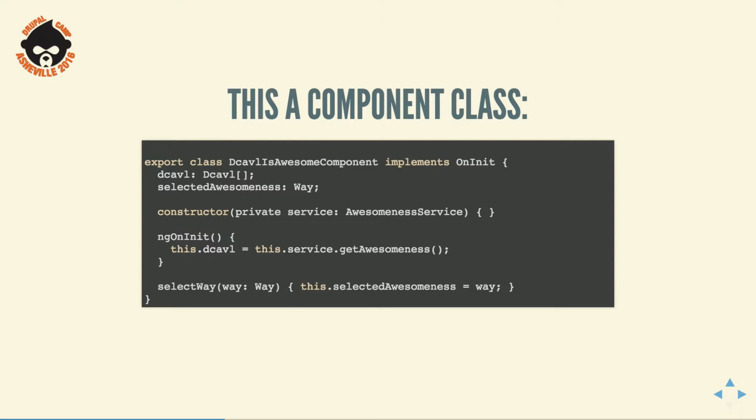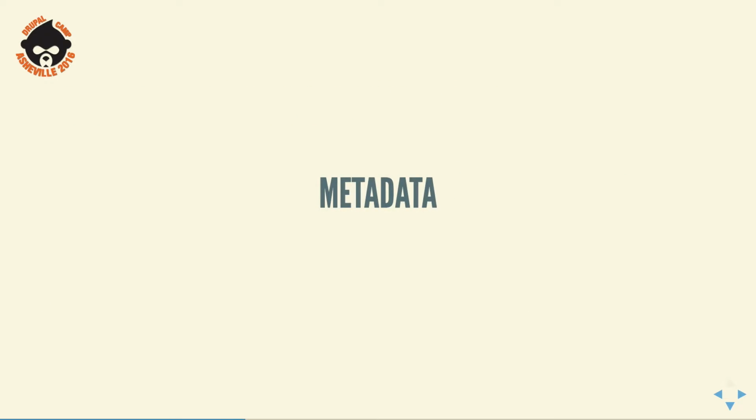This is actually incomplete. We'll talk about a complete Angular component in the next few slides. This requires metadata to make it complete. What the metadata does is tell Angular how to process this thing. So we put the component decorator on it and provide it with the metadata required, and then Angular knows what to do with it.